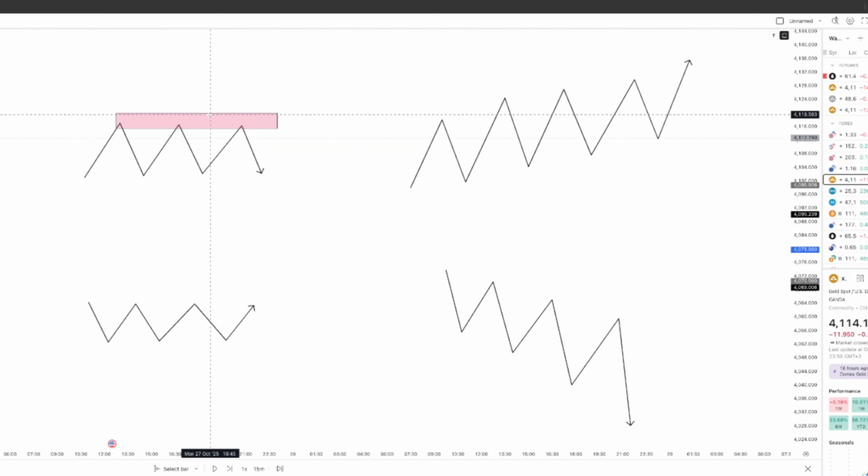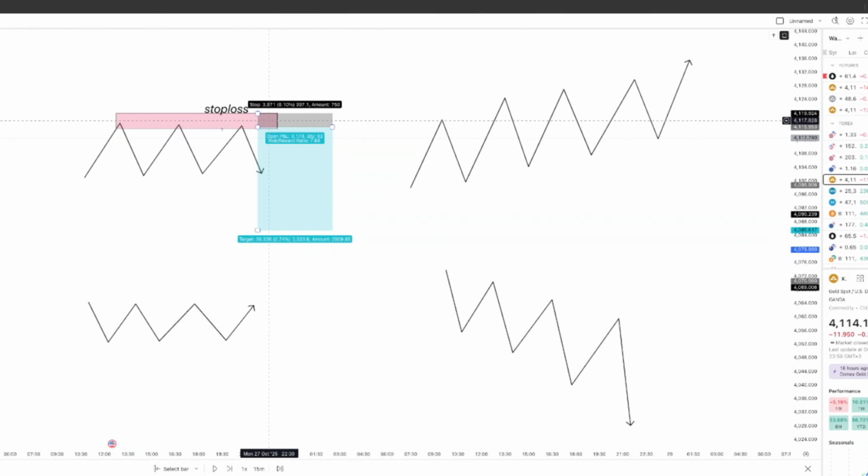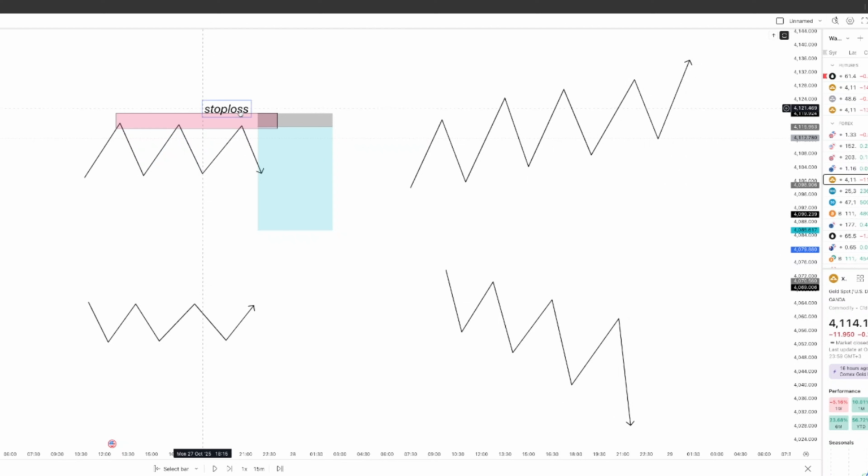Someone is going to put their stop losses around here because they're going to take a sell trade around here. Now, these people who are going to trade what we call the resistance zone are thinking that when the market comes back to this zone, the market is going to respect that zone and then drop. Now, what do you think is going to happen?